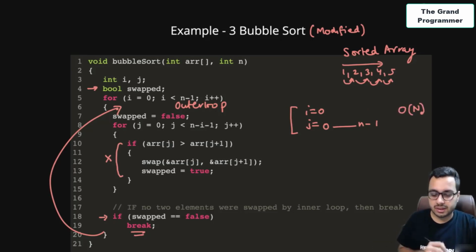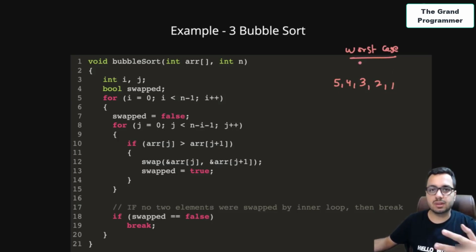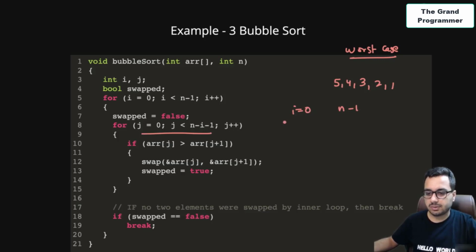Now let us talk about the worst case. The array is a reverse sorted array. That would be the worst case, and that would involve the maximum number of swaps as well. Let's say 5 4 3 2 1. Again we need to count how many times these two loops will run together in the worst case. When i is 0, we know j is going to run n minus 1 times. When i is 1, it is going to run n minus 2 times, and when i is equal to n minus 2, it is still going to run 1 or 2 times.